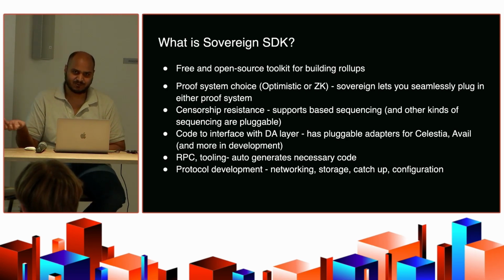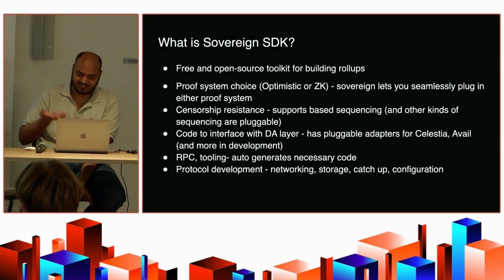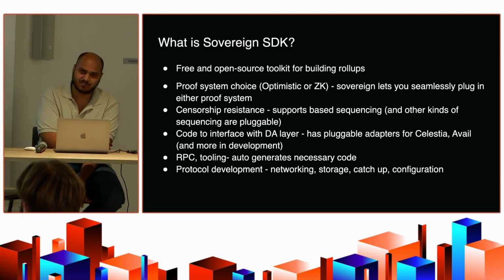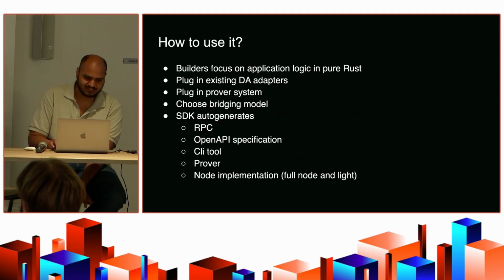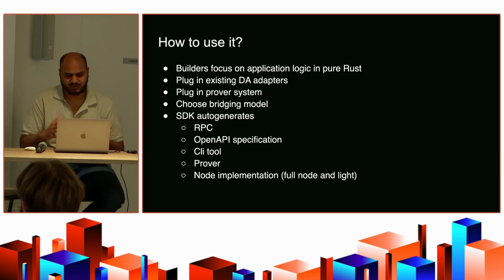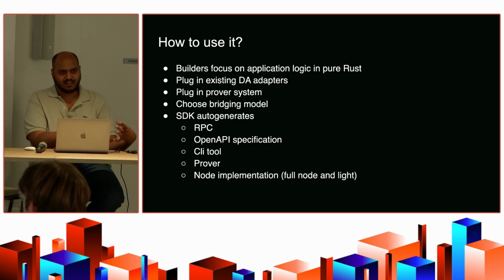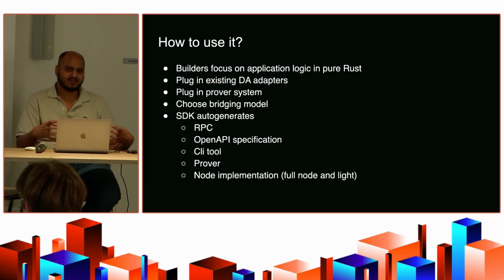And even the protocol development part, which, like I mentioned, the storage is abstracted, the networking is abstracted. Typically when you have a chain, you also have to consider what happens when a new node joins, right? It has to start syncing and catch up. There's also config management. All of these are handled by Sovereign SDK. And how to use it? You focus purely on the application logic, and the rest of it is mostly plug and play.